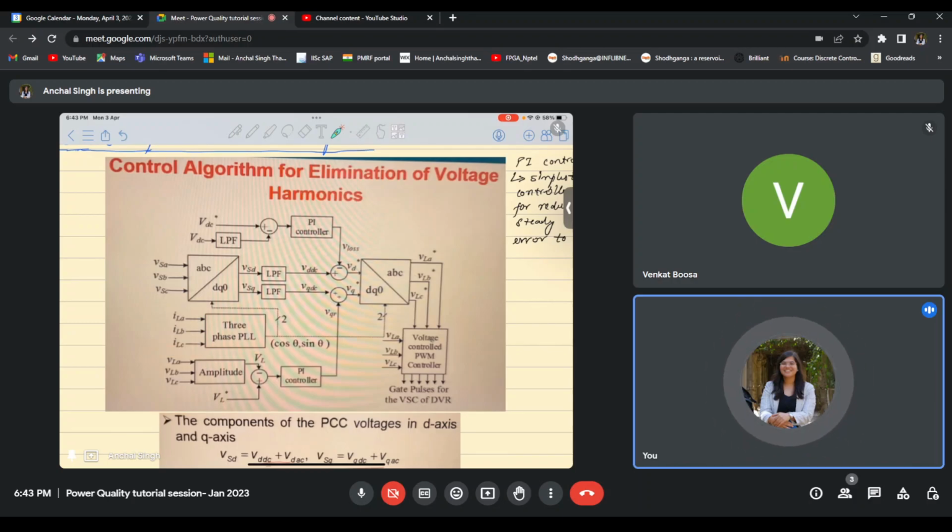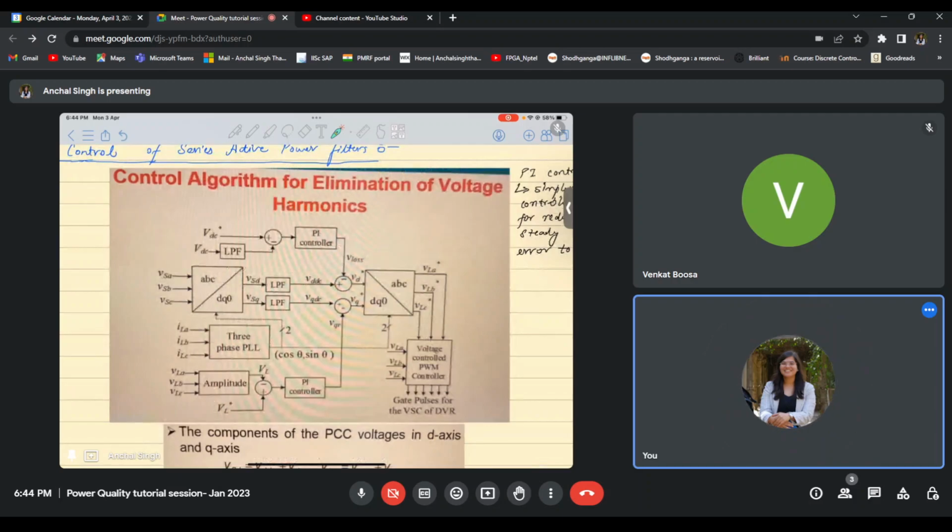Now, by adding them separately, we obtain the reference components in the DQ frame. But we need three-phase components. Therefore, we again transform these DQ components to ABC components and obtain these reference voltage waveforms. So this is how we obtain the reference voltage waveforms. Then we compare them with the actual voltage waveform, and using those comparisons and the PWM method, we are able to generate the gating pulses for the voltage source converter.